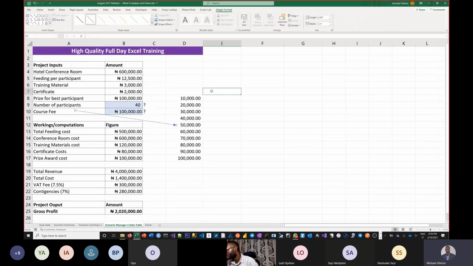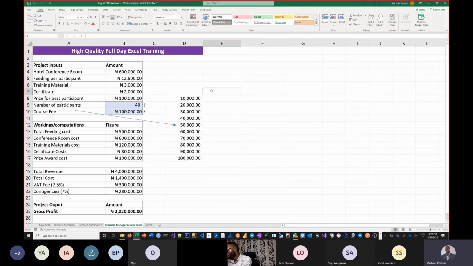And then another one for what if we get 5 people? What if we get 10 people? So you get the pattern, right? What if we get different numbers of people? So this one is relating to the number of participants.